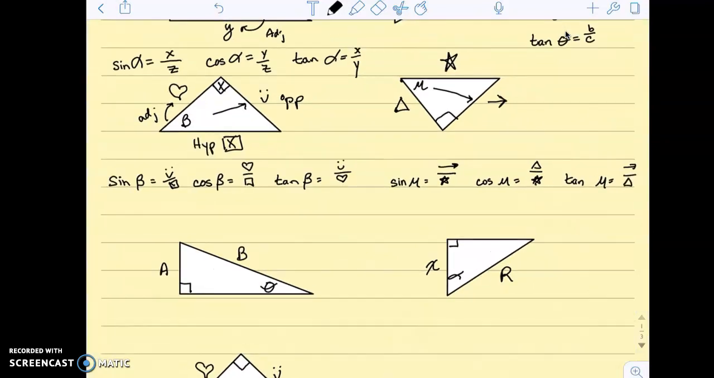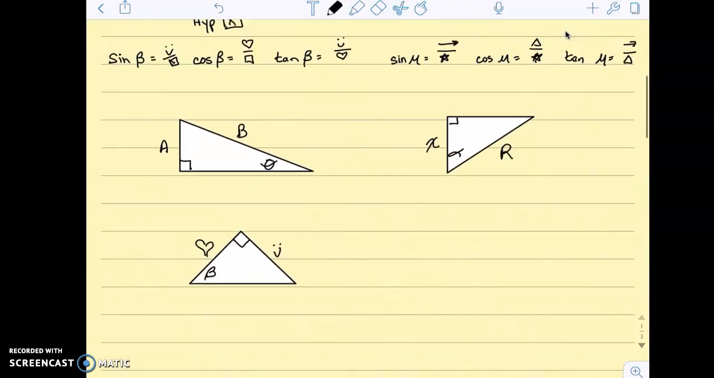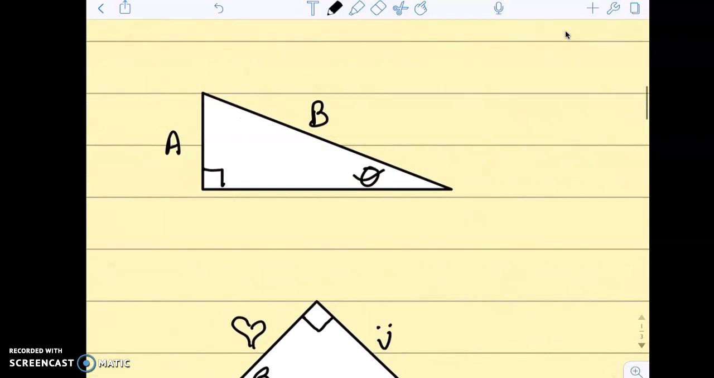Our second objective is that we need to know which trig ratio to use to find our measure. So let's look at this first example. So I've got theta. What do I have given sides A and B? Well, first thing we're going to do is find the opposite side. So this is opposite. What's B called? Correct. B is called the hypotenuse.